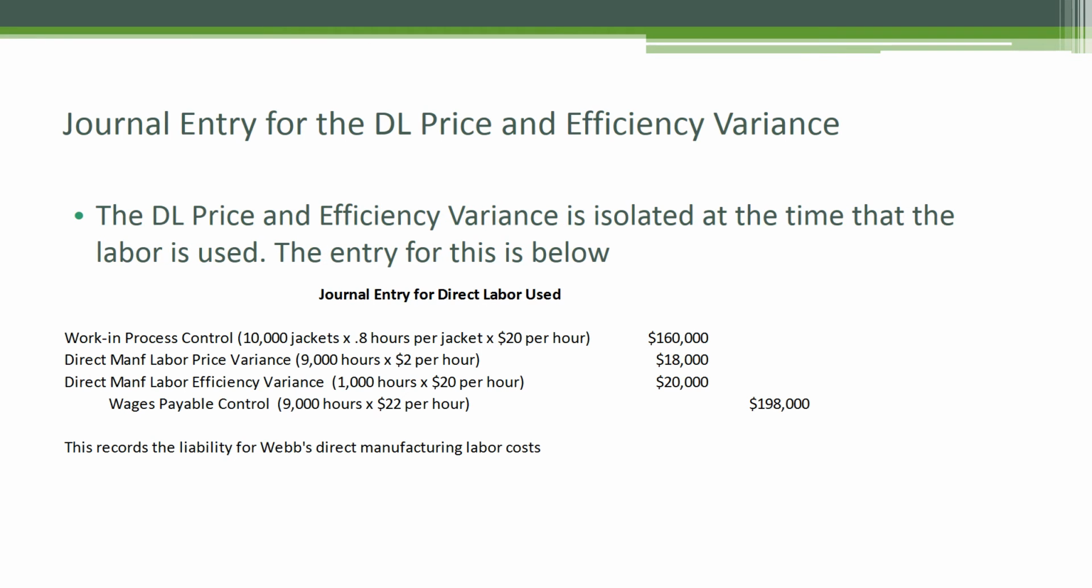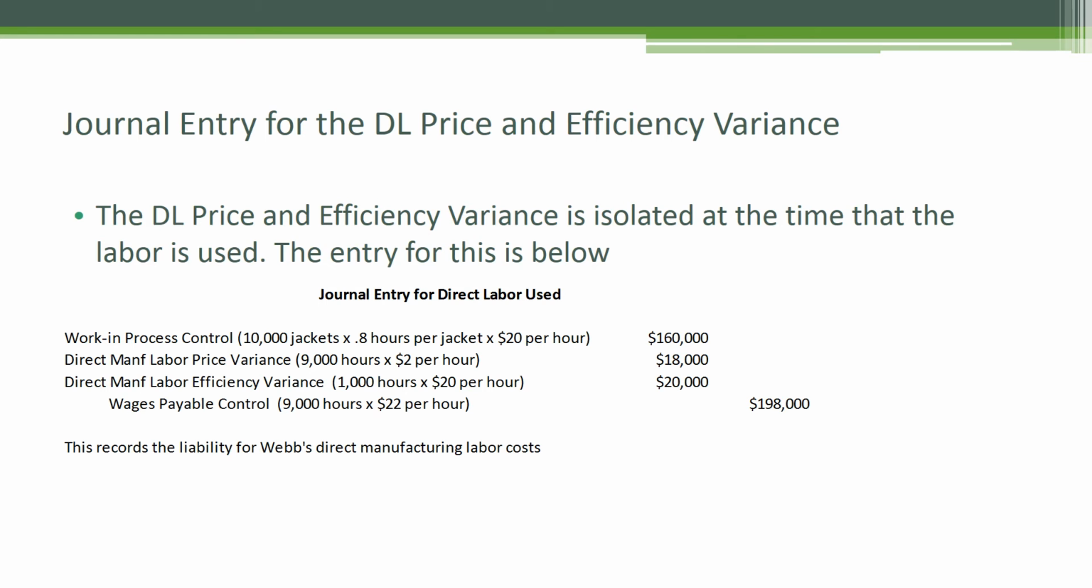Next, we will look at the journal entry for direct labor price and efficiency variance. The direct labor price and efficiency variance is isolated at the time that labor is used, which means that our entry will be made to work in process. The entry is below. We will debit work in process for $160,000. This amount is determined by the 10,000 jackets times the 8/10 of an hour that we budgeted for them times the $20 an hour that we budgeted. The direct manufacturing labor price variance is our 9,000 hours times the $2 an hour.